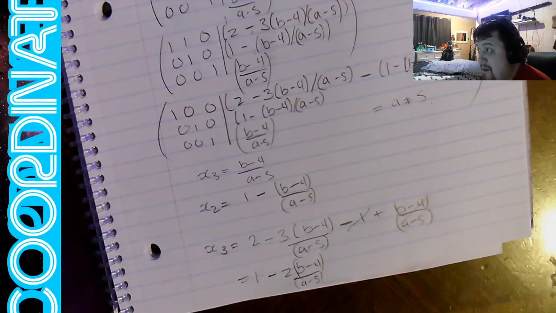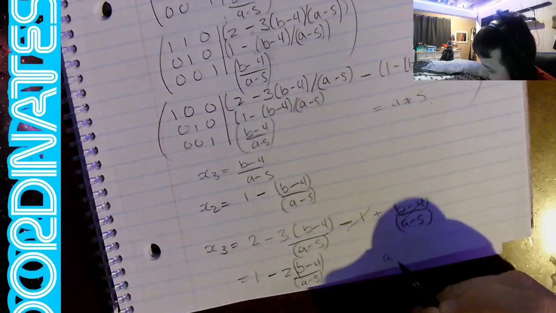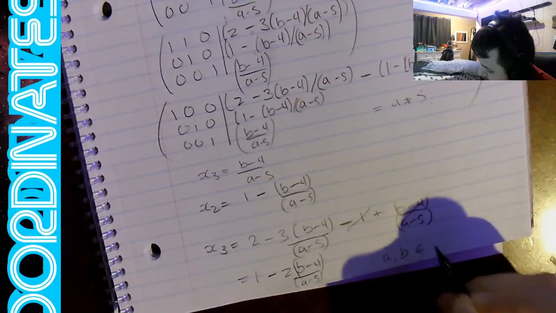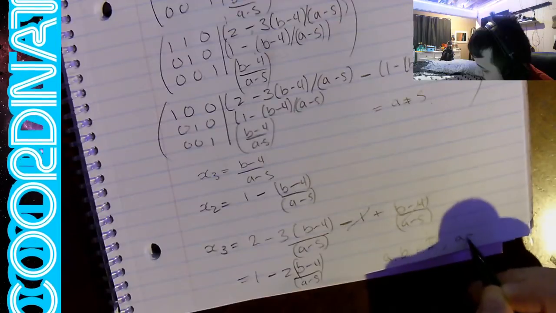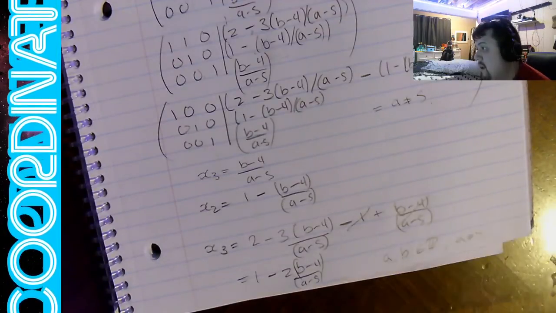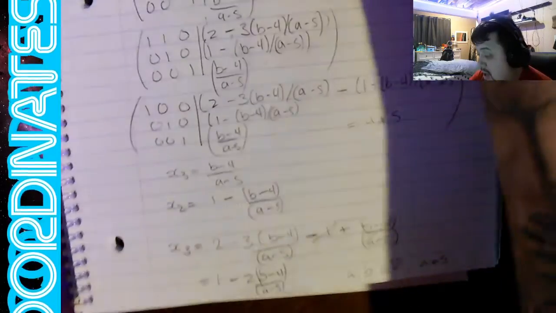a and b are parameters. I know that's crazy to think about, but essentially a and b can be all real numbers except a cannot equal 5. And that will give us instant solutions. What? There is one more question for that.